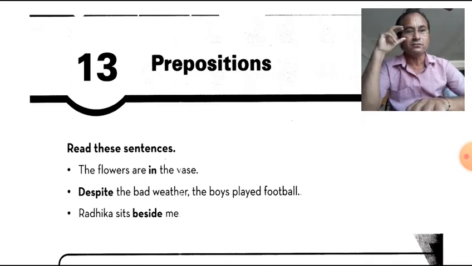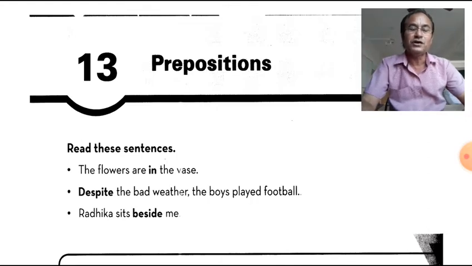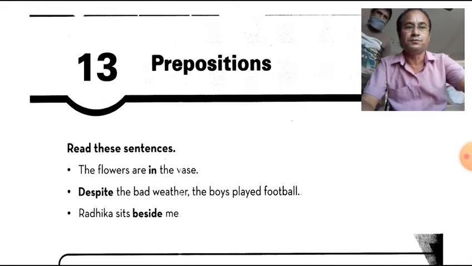So what is a preposition? We know that a preposition is a word that shows the relationship between a noun or pronoun and some other words in the sentence. We also know that there are different kinds of prepositions. Third one, Radhika sits beside me. Me is a pronoun and beside is placed before me, means before a pronoun. Now let's move.